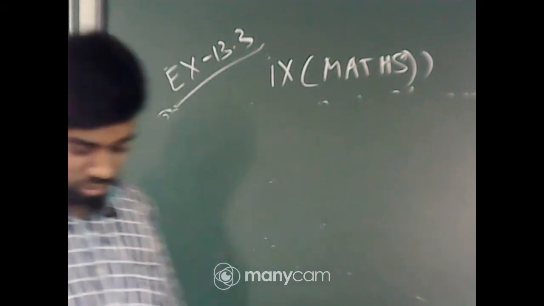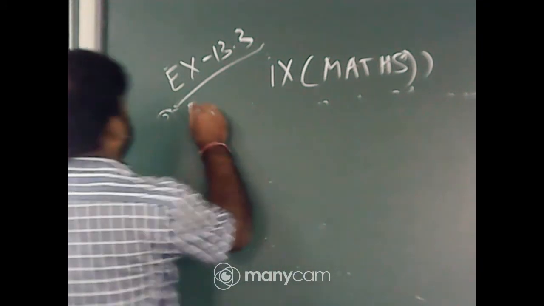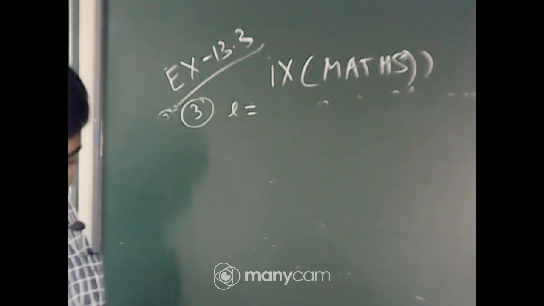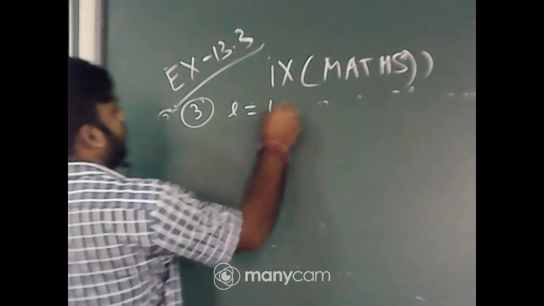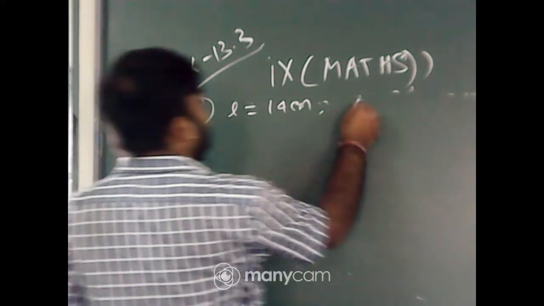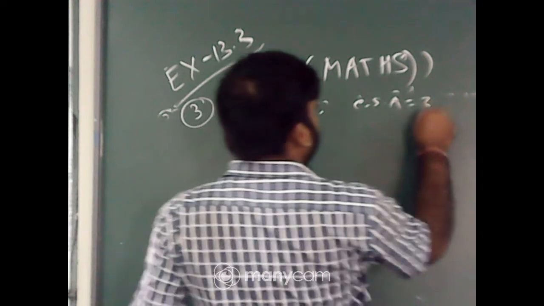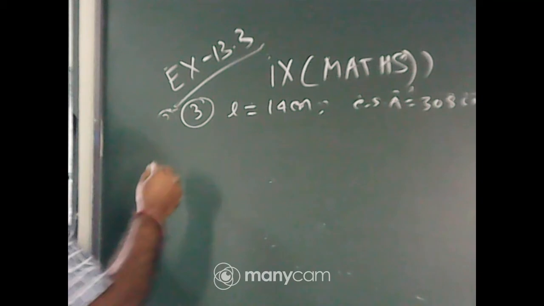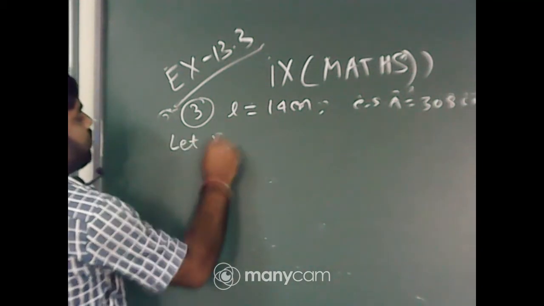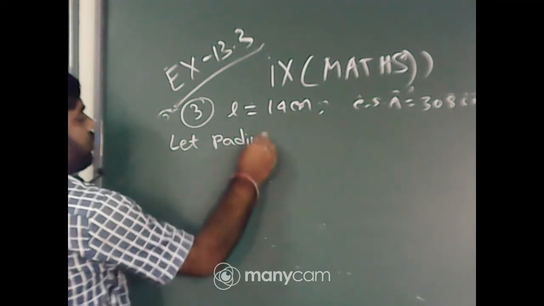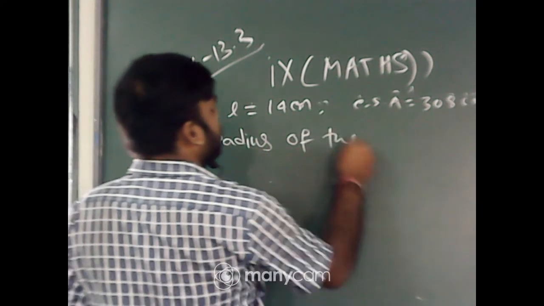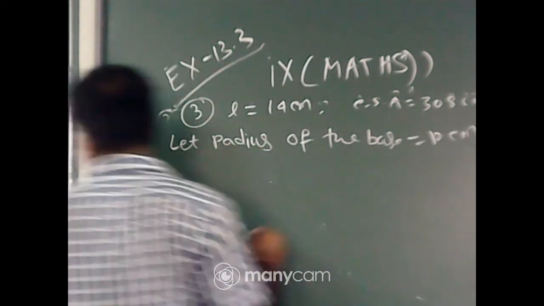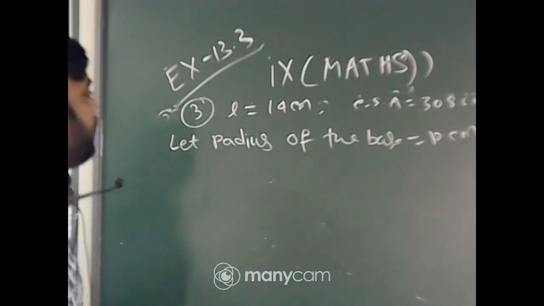First of all, slant height is given. Question number 3. Slant height is 14 centimeter and CSA is given, 308 centimeter square. So you need L, you need R. Let the radius of the base be equal to R centimeter.